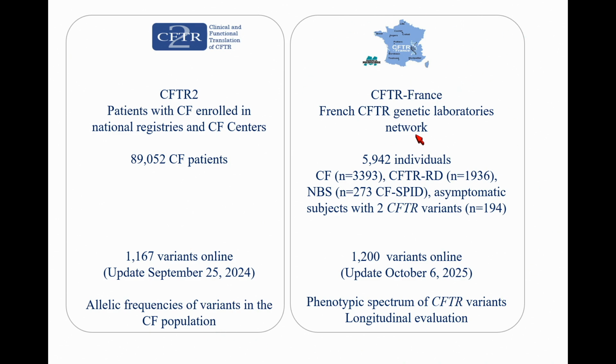The second database is CFTR France, which collects data from the French CFTR genetic laboratories network, enrolling nearly 6,000 individuals, but very interestingly, not only CF patients, but also patients with CFTR-related disorders, also newborn screened infants, including CF-SPID, and also, very interestingly, asymptomatic subjects with 2 CFTR variants. It aims to report the phenotypic spectrum of CFTR variants, and also, very interestingly, the longitudinal evaluation according to age in these specific patients.